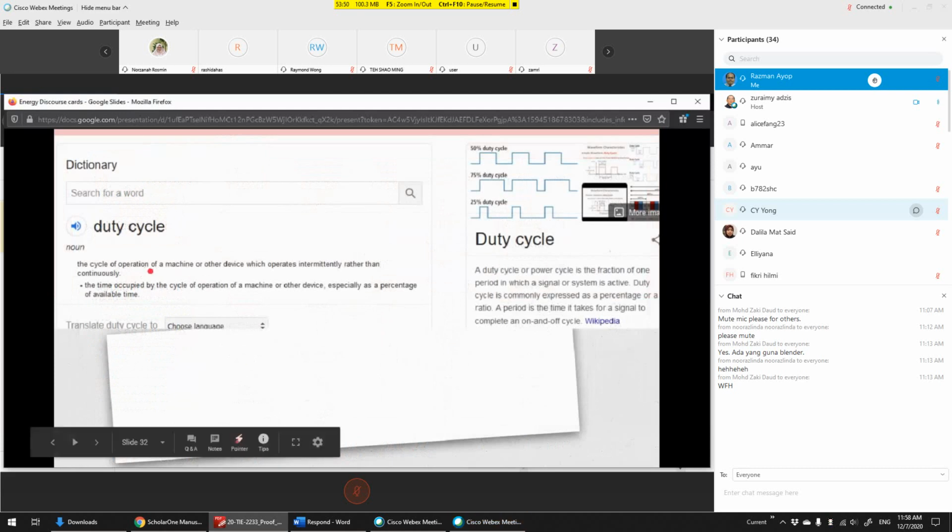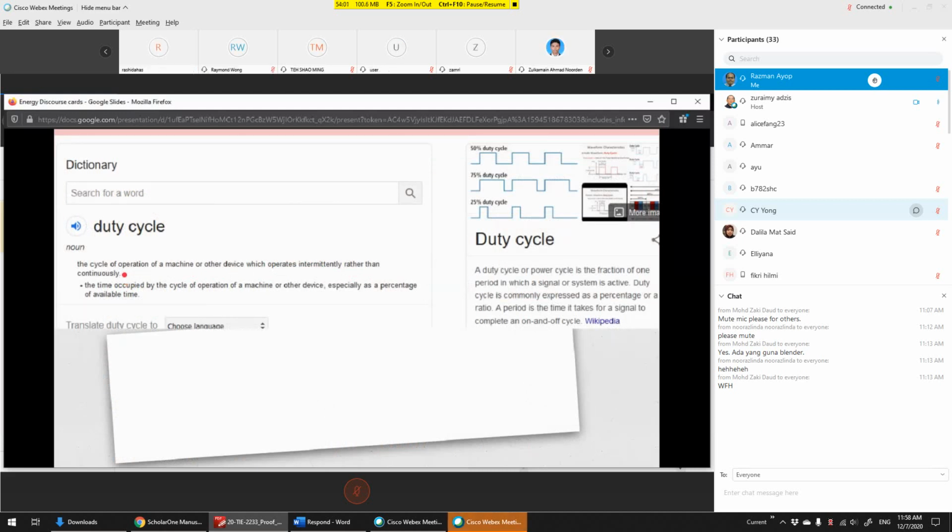A cycle of operation of a machine or other device which operates intermittently rather than continuously. Just like a refrigerator. When the temperature rises more than what you set, the compressor starts to work. When the temperature reaches the temperature that you set, the compressor stops until the temperature rises again. Then it works again. So take a look at this duty cycle.